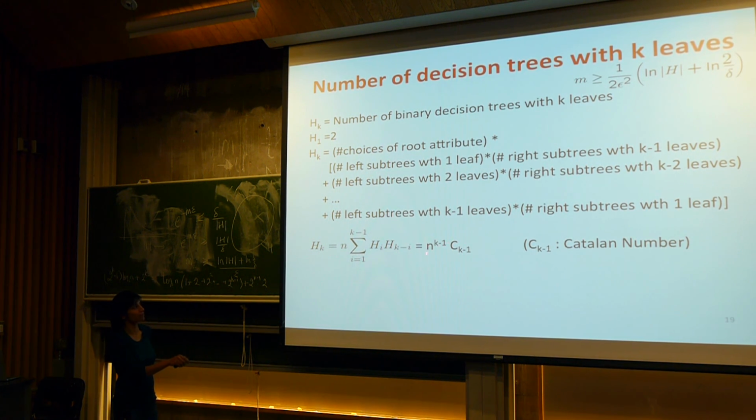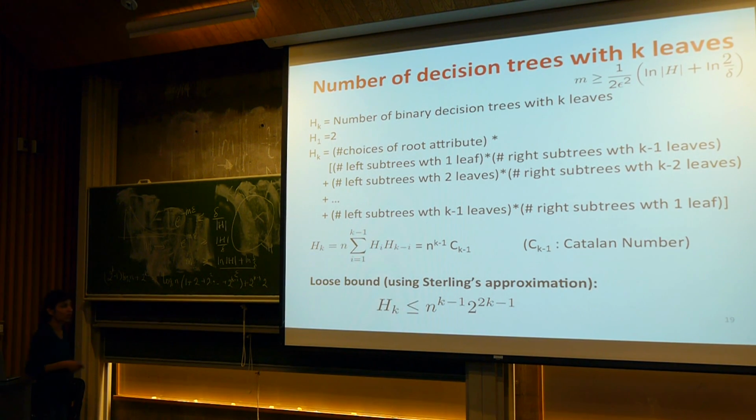This can be written as n to the k minus 1 times something, which is the Catalan number for trees. Okay, so it's essentially about counting trees, and here's a loose bound on it. So the total number of decision trees with k leaves looks like this. And notice that this is exponential, but we are talking about the number of decision trees, not the log of that, right? So the total number of decision trees now is exponential instead of super exponential in k.